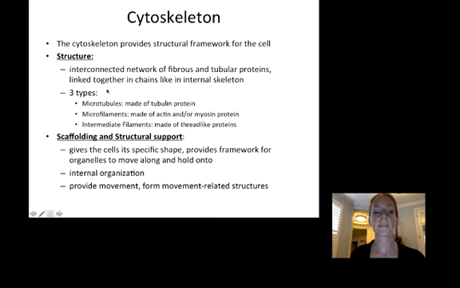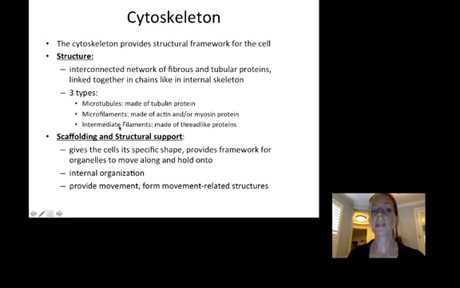There are 3 basic types of cytoskeletal proteins that make up the basic types of fibers or filaments in the cytoskeleton. The tiniest are microtubules. Microtubules are made up of something called tubulin protein. The next are microfilaments. They are made up of actin or myosin proteins. Those often become the movement or contractile filaments in a cell.